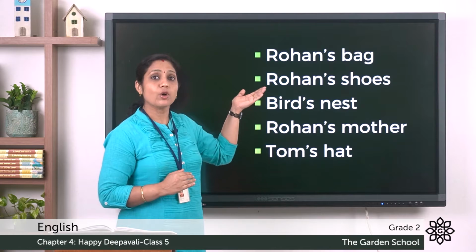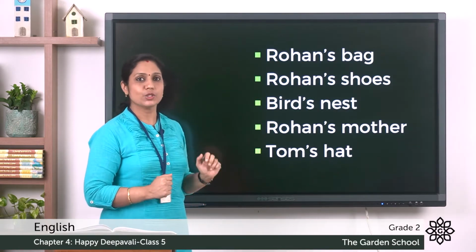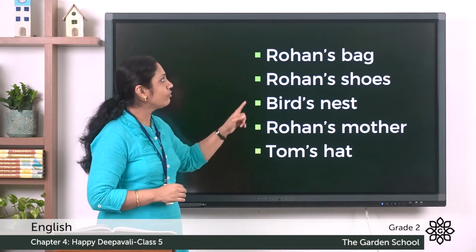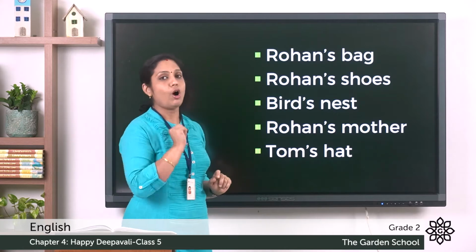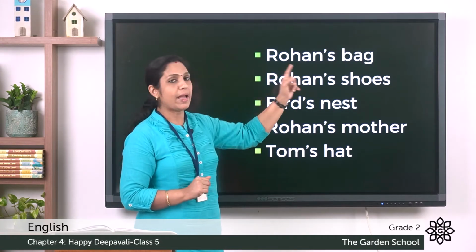Why did we use here Rohan's? Because we have to say that the bag belongs to Rohan. So we have written Rohan's bag. And how do we use that? After Rohan, we have to insert an apostrophe on top and then write S. So it becomes Rohan's bag.